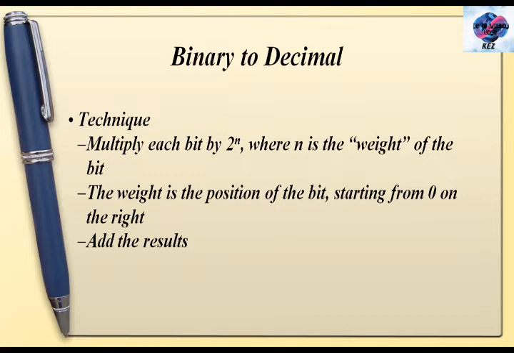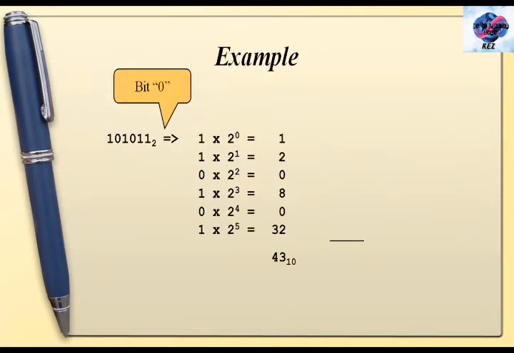Here, the technique shows: multiply each bit by 2 to the power n, where n is the weight of the bit. Now, the weight is the position of the bit starting from 0 on the right. Got it? The rightmost one will be 0. Then according to this order, the weight increases by 1, 2, 3, 4. So, if I look at just one example, it will be better.